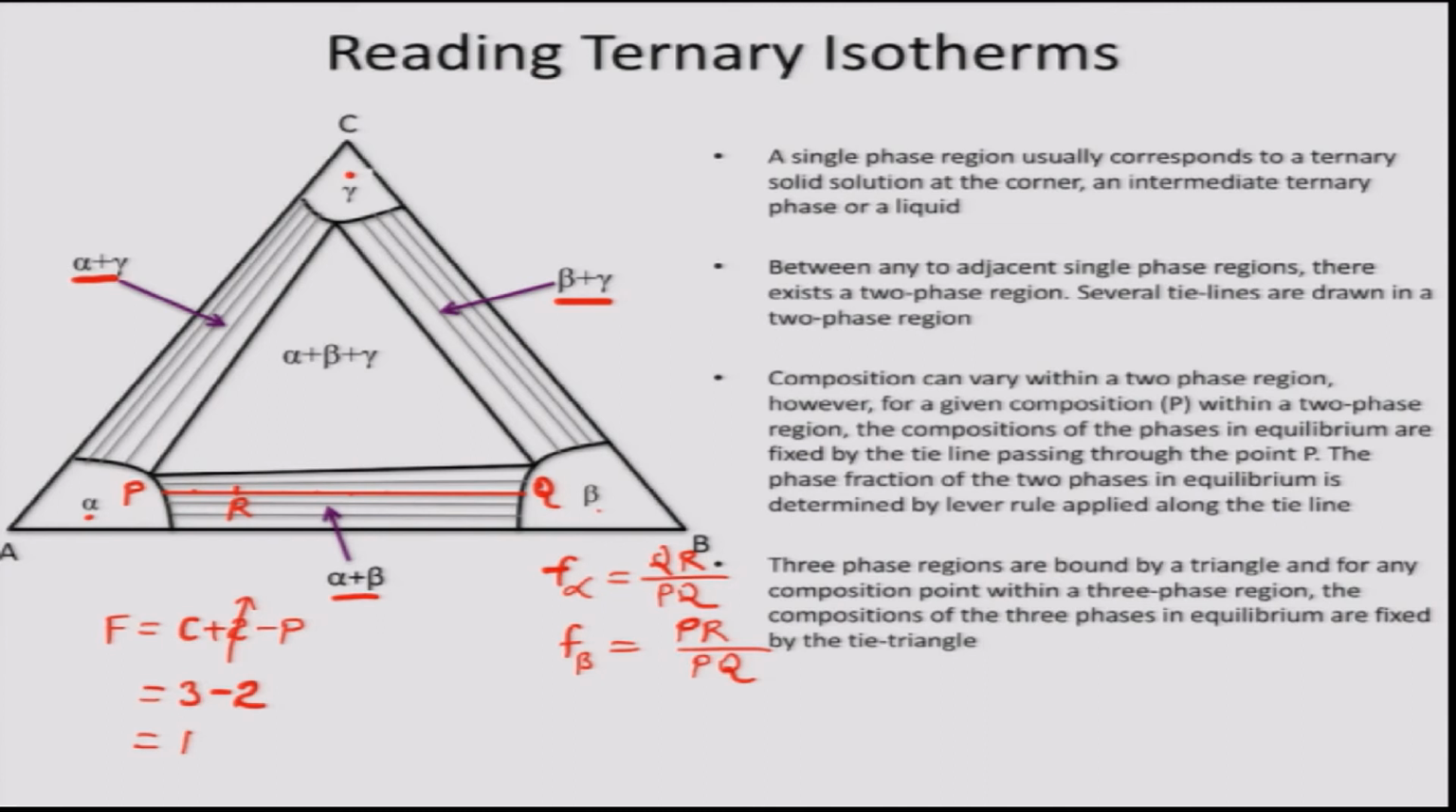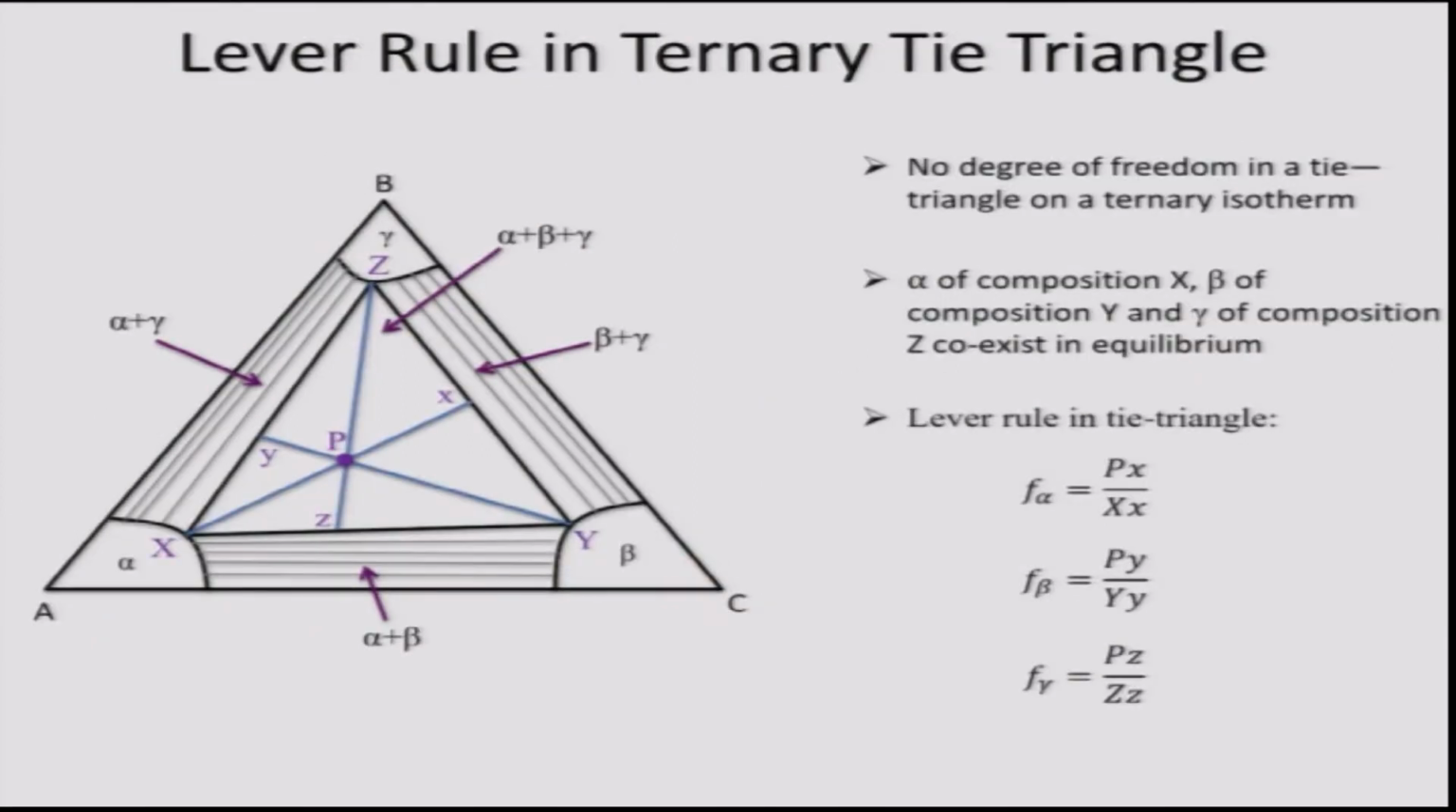There is also a three phase region here that you can see, alpha plus beta plus gamma, and now I will talk about this three phase region. If I apply the Gibbs phase rule to the three phase region, obviously on a ternary isotherm the degree of freedom becomes 0.